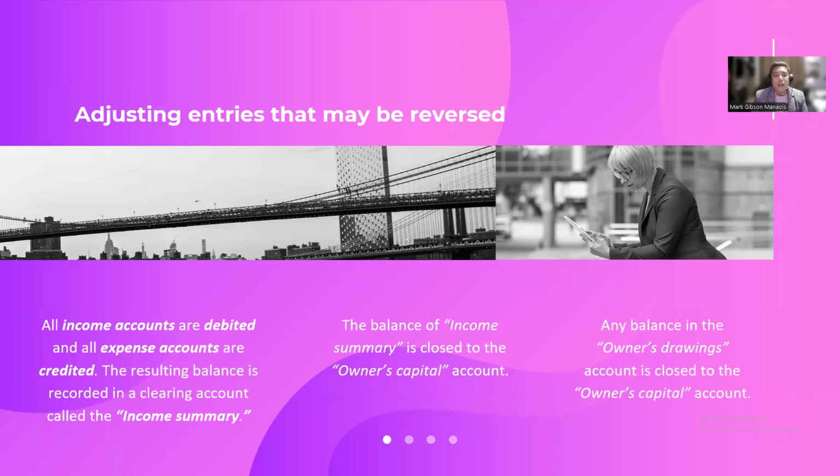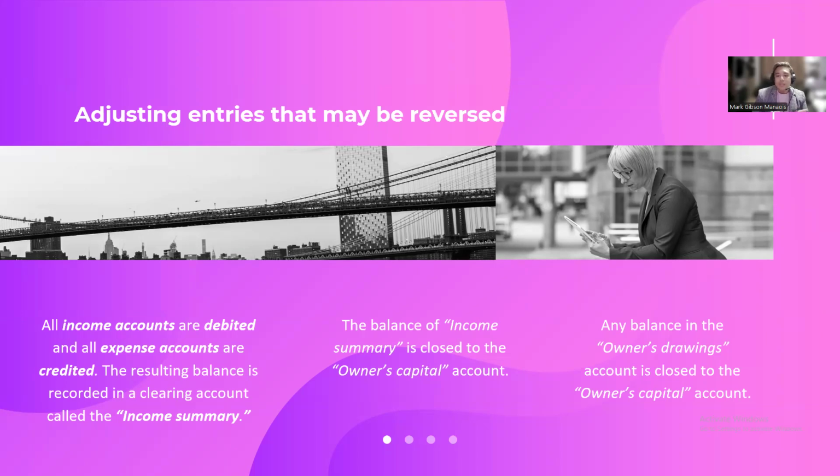No? So all income accounts are debited and all expense accounts are credited. The resulting balance is recorded in the clearing account called the income summary. No? So again, the reason why we refer to the income statement as books of temporary accounts is because we're closing all these accounts at the end of the month.